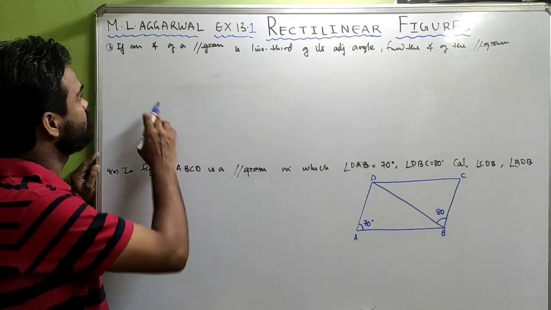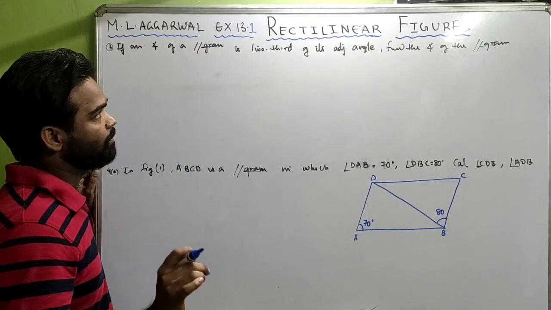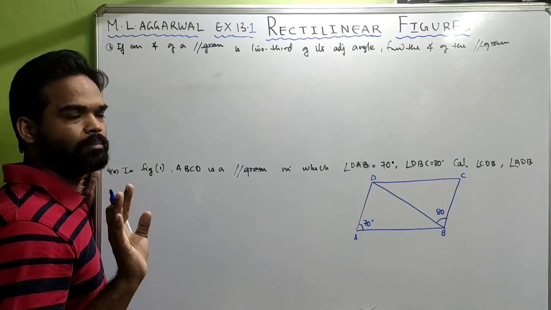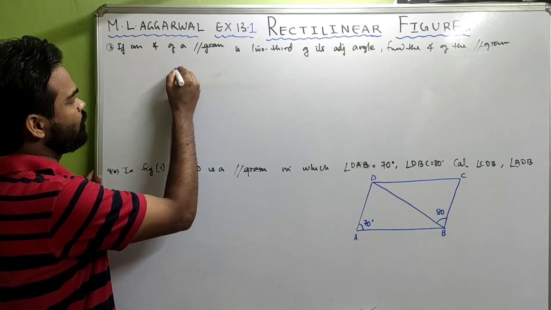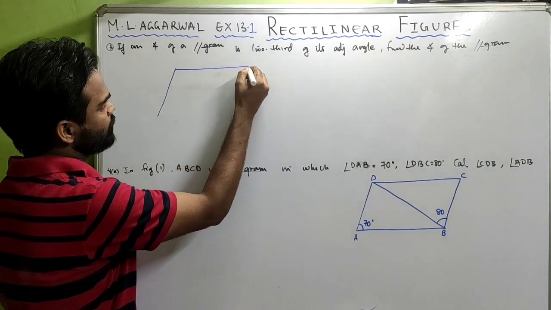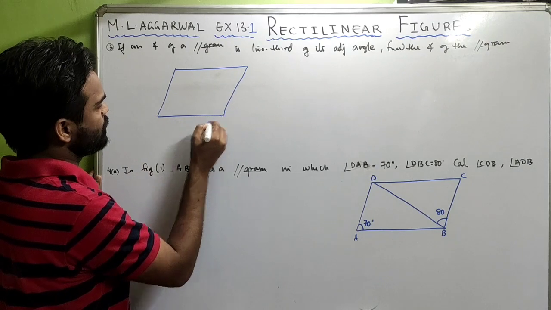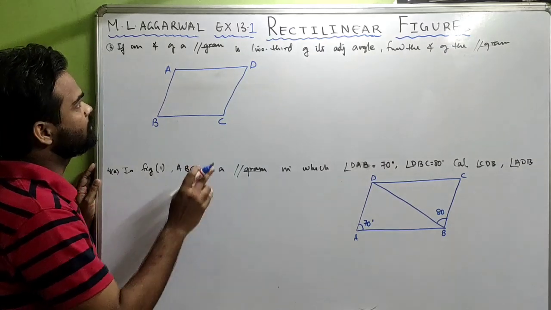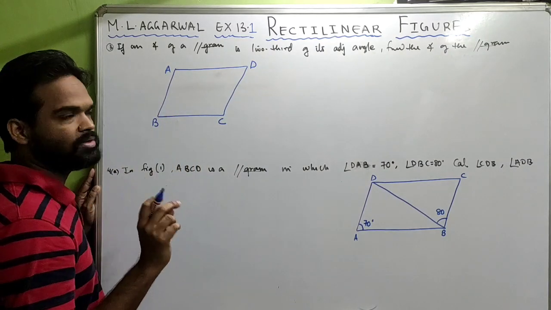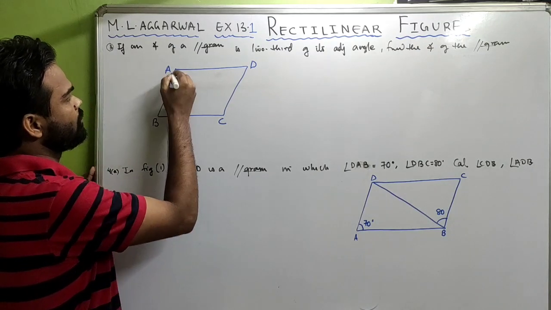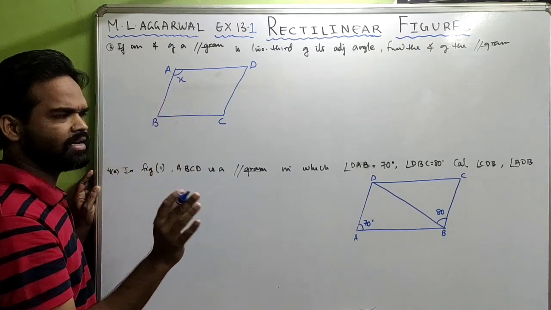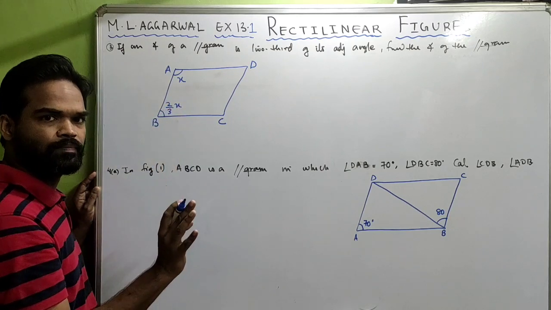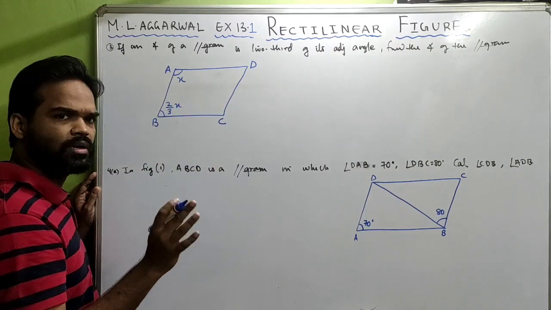Now look at sum number 3. If an angle of a parallelogram is 2/3 of its adjacent angle, find all the angles of the parallelogram. Now look over here. I'll draw a parallelogram. Suppose A, B, C, D. They told if an angle of a parallelogram is 2/3 of its adjacent angle. So suppose this angle A I'm taking as x, so the adjacent angle B is 2/3 x according to the problem. Somebody can take D also as 2/3 x, there's no problem.